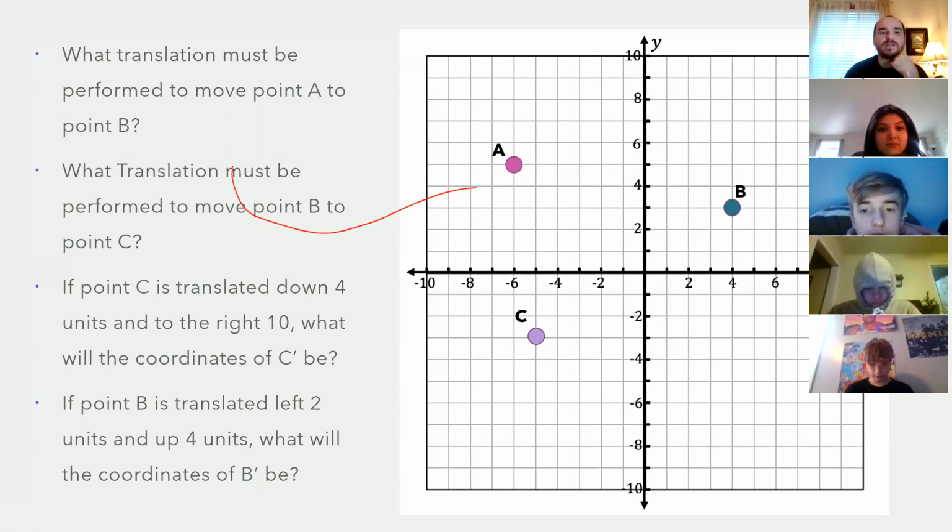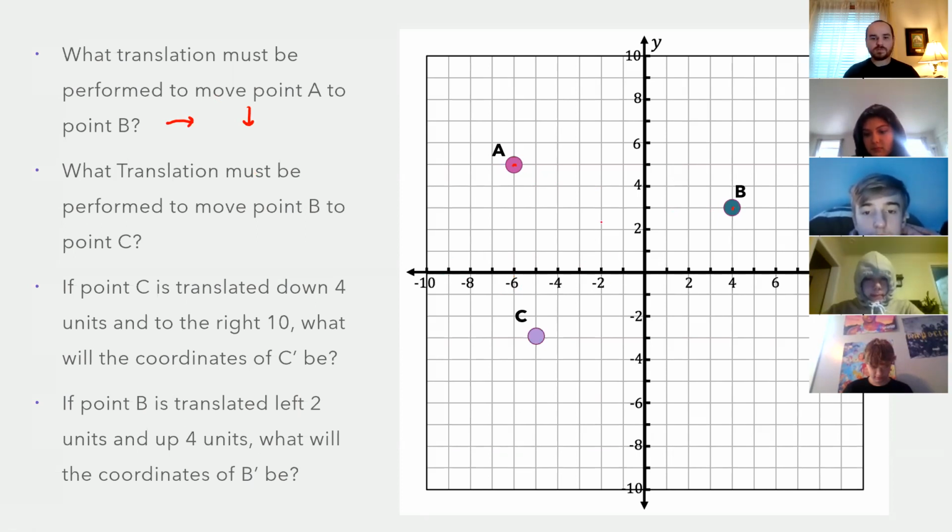So the first one asks, what translation must be performed to move point A, which is right here, to point B? So obviously, we need to move this point to the right, and we need to move this point down. And luckily, all we're doing on this one is counting the different spaces on the graph. So can somebody tell me how far right do I have to move to get from A to B?